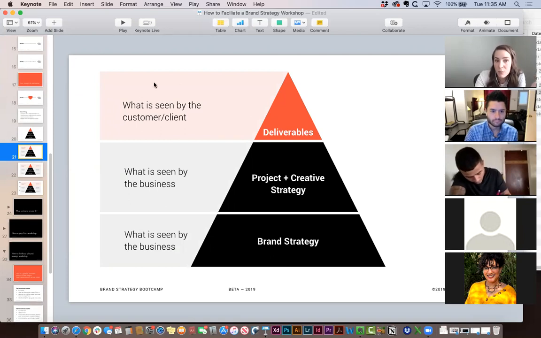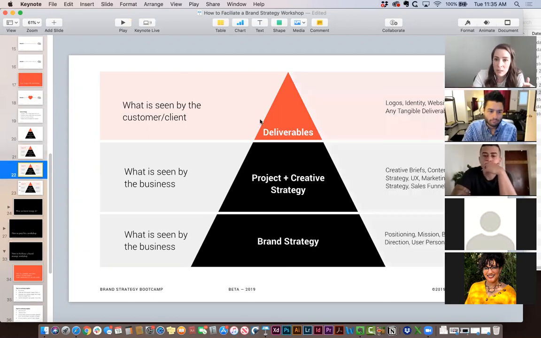A lot of clients come to us for this stuff. They just say they need this certain deliverable. This is the thing that's seen. When you go deeper, what is seen only by the business internally is project and creative strategy, and then brand strategy. A lot of businesses, a lot of studios will concentrate on creative strategy and project strategy, thinking they're doing brand strategy, but they're not.